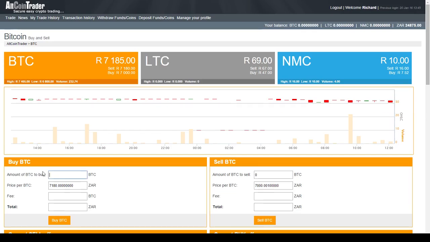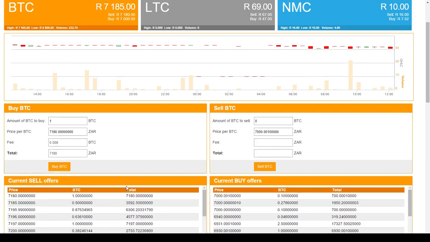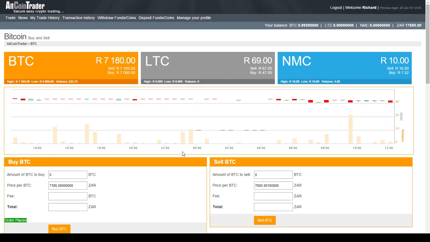To buy Bitcoin, I simply put in that I would like to buy one Bitcoin, the price, and I say buy Bitcoin. If you put in the correct price and you bought your Bitcoin, you'll see you get it instantly. There I have a Bitcoin, or at least 0.99 of a Bitcoin. The rest has gone to trading fees, and my Rand balance has been reduced accordingly. Very simple, I've got my Bitcoin.